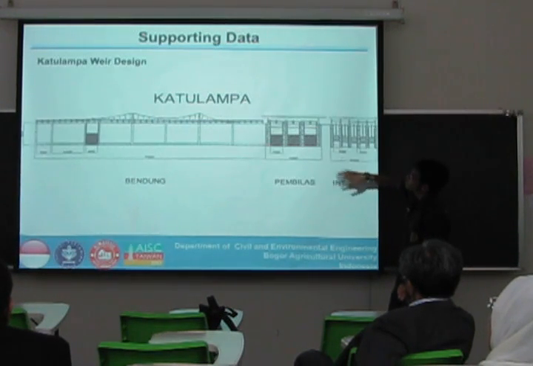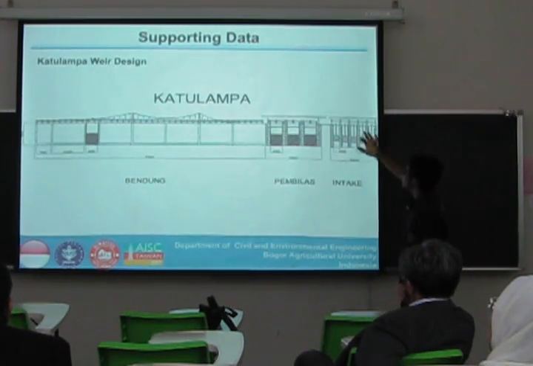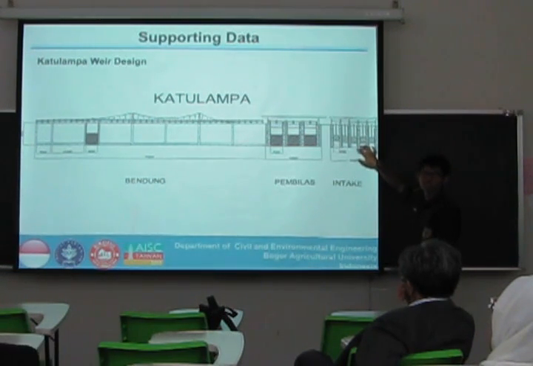Next, this is our design. We made our design of the Katlam River in AutoCAD. And this is the primary channel, the intake channel, where the automatic chestnut system is located.